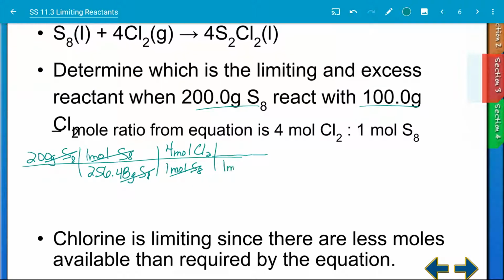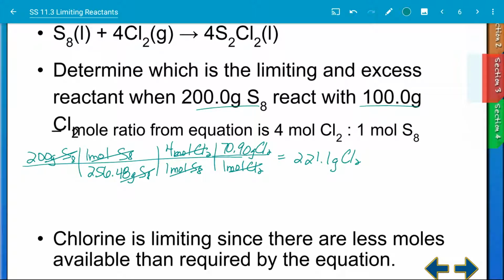In 1 mole of chlorine gas, chlorine is 35.45 times 2. I have 2 moles of chlorine, so that would weigh 70.90 grams of chlorine. And my moles of chlorine gas cancel out. So now I can say 200 divided by 256.48 equals a number. Multiply that by 4, and then multiply that by 70.90, and I get 221.1 grams of chlorine gas.